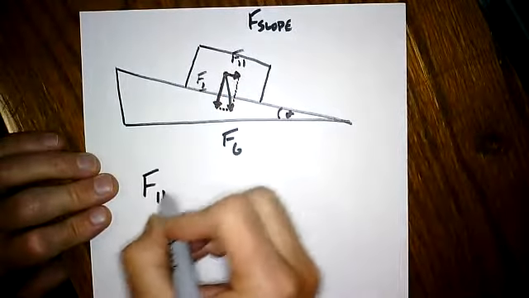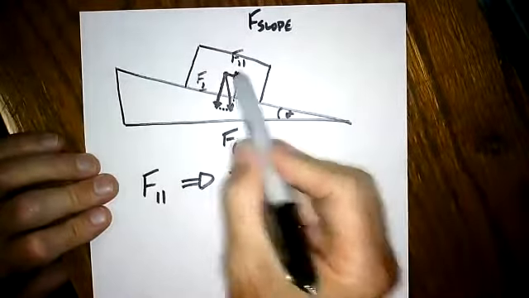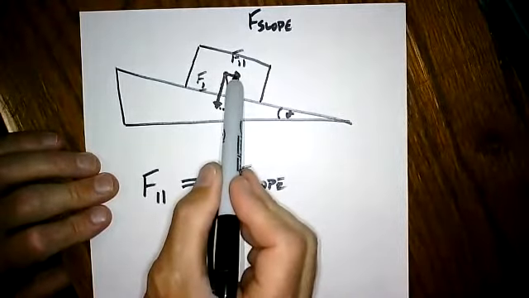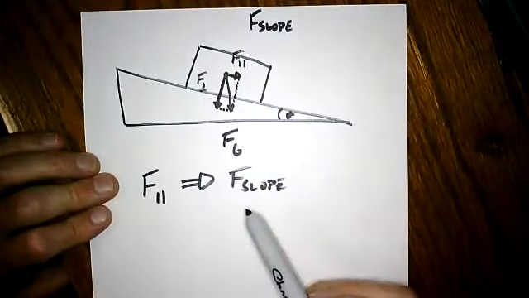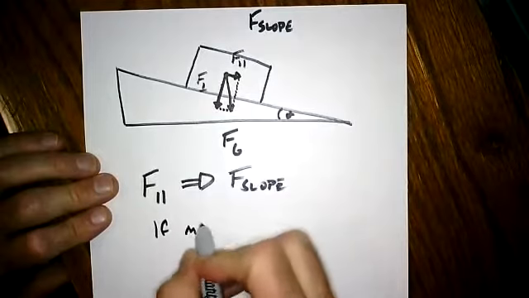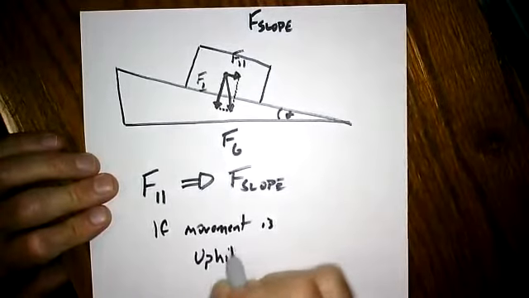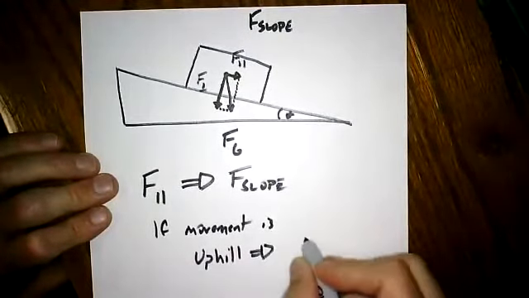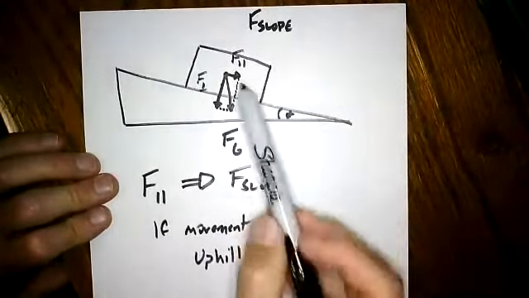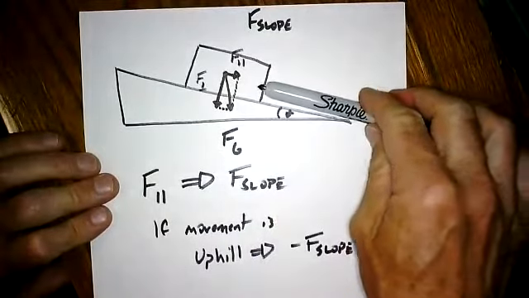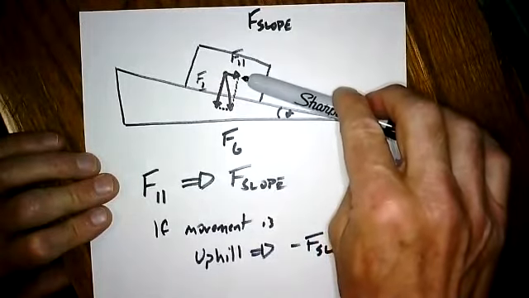Remember, F parallel is F slope. Why? Because that force vector is going to influence the movement of this object, either moving upwards or downwards on this hill. If movement is uphill, then F slope is negative. Why? Because I'm trying to push this box uphill, and this force component, which is a constant based upon gravity, is opposing the direction of movement.